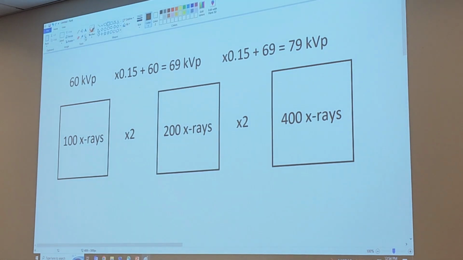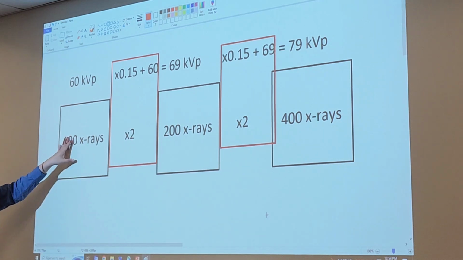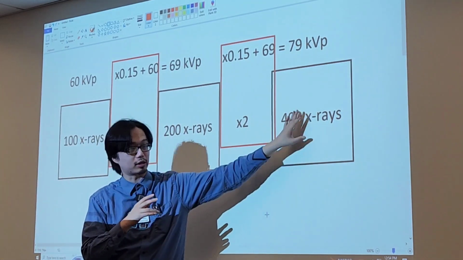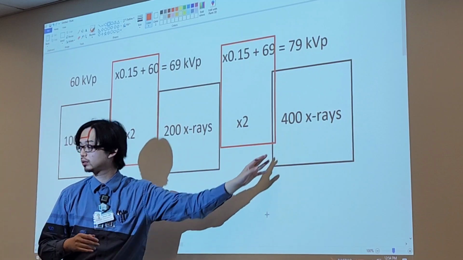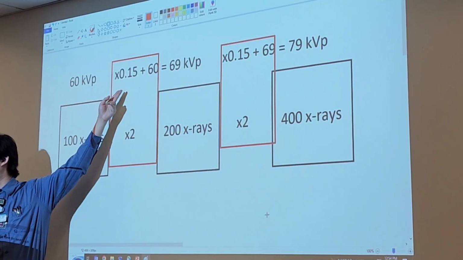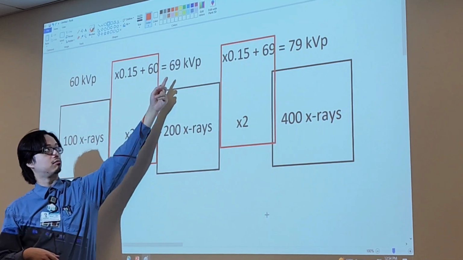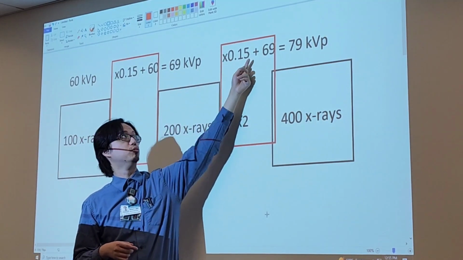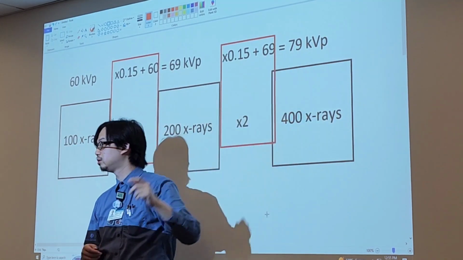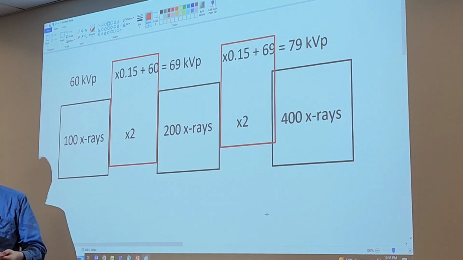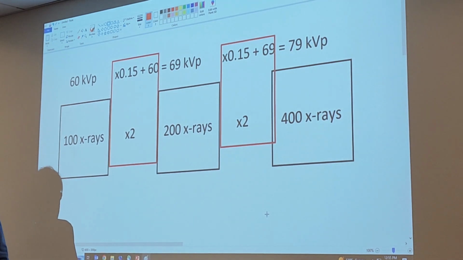This is the thing that's happening in between each step, right? Start at 100, one step will give me 200 X-rays. Second step will give me times 2, that's 400 X-rays. How do I make these steps? I have to multiply by 15% and then move up or down. So multiply by 15%, move up, addition, new kbp. Multiply by 15%, move up, addition, new kbp. So that is how I'm using that 15% rule multiple times. Yes? So if you would have said to increase the exposure by 6, you would do it 3 times.